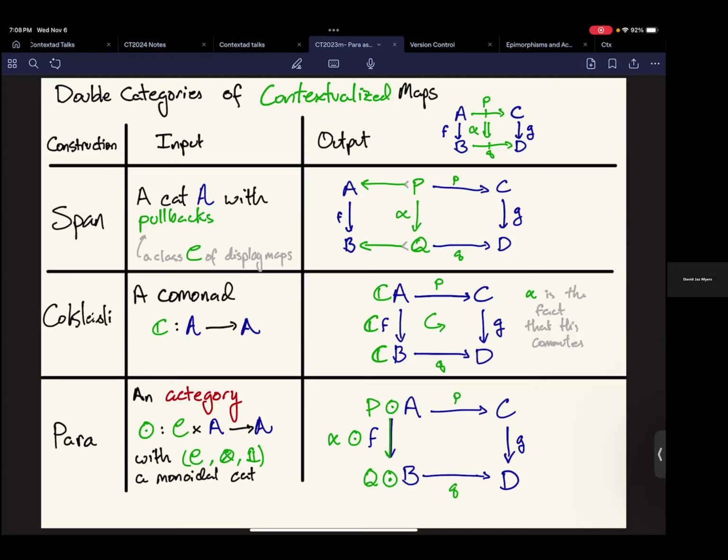So these are the three examples. We have these three double categories, classes of double categories: span, co-Kleisli, and para. And I'm going to construct them from the same bit of data.